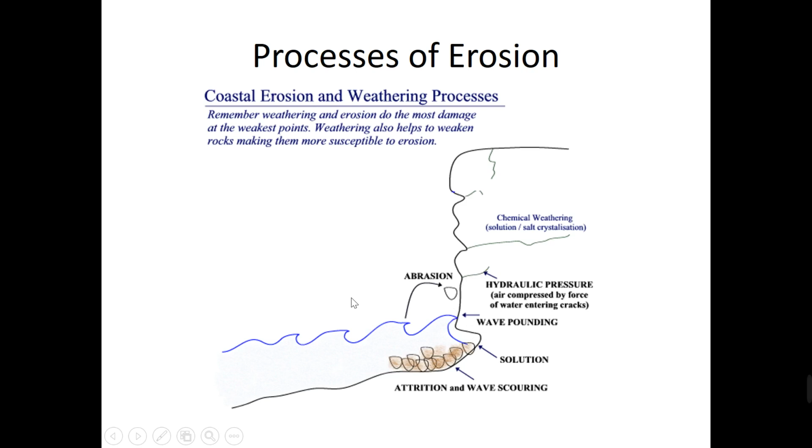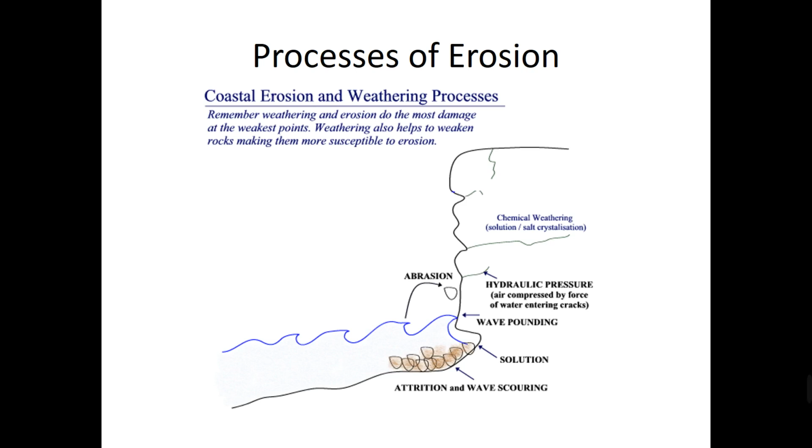Then when the wave retreats and goes back out again, the air can escape from the crack and it expands rapidly. The next wave breaks, forcing the air into the crack. It compresses, the wave retreats, the air expands. So this continued compression and expansion of air can weaken the rock around it and can cause cracks to get bigger and then eventually parts of the cliff to fall away.